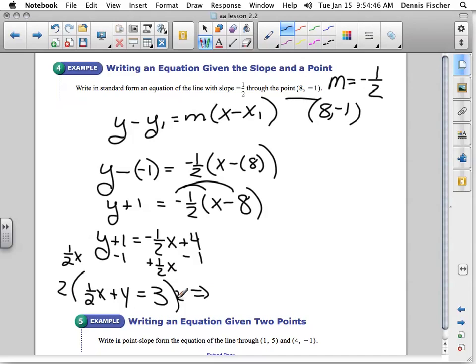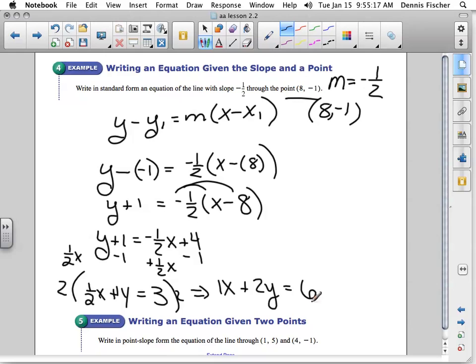So if I multiply 2 times a half, what do I get? 1x plus 2 times 1y, 2y, equals 3 times 2 is 6. Same equation, just a multiple of each other. So to get to standard, you have to go through point slope? Usually, yes.